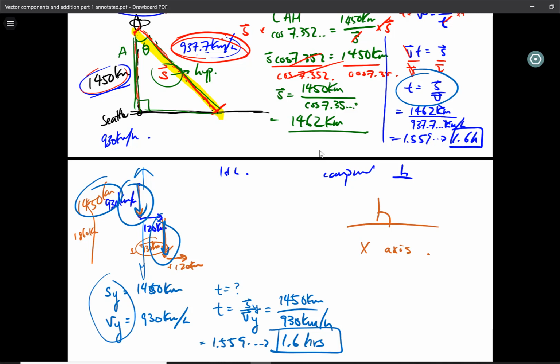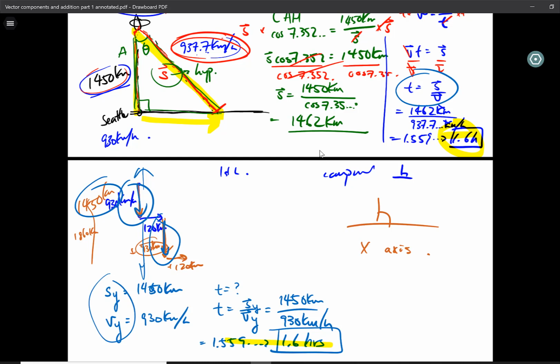In that amount of time, part of my travel was 1450 kilometers south, and of course that's going to give me the same time, right? Now you might extend it and think, ooh, can I use that same time to find out how much east I have gone? And you are correct. You can use this time to find out how far east you've gone.